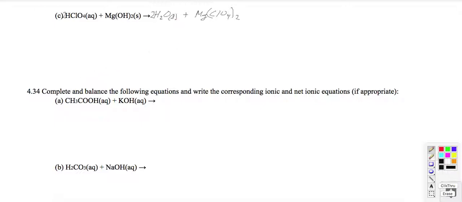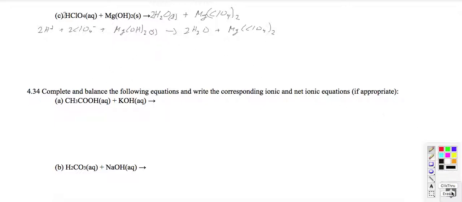And then we can write out our total ionic first. So 2 hydrogen plus 2 perchlorate, magnesium hydroxide, which is going to be a solid, makes 2 water plus Mg(ClO4)2, and that's aqueous.